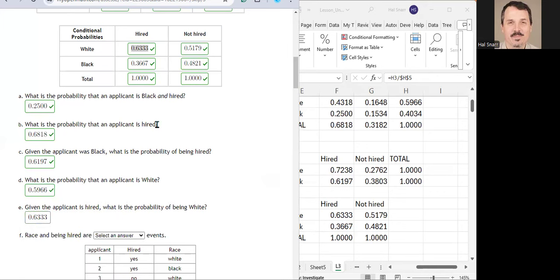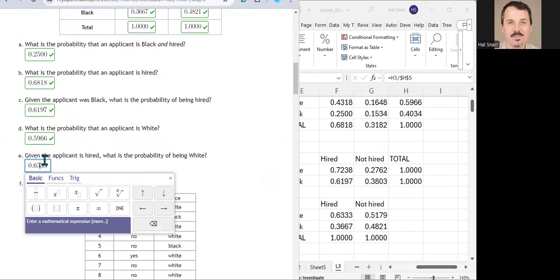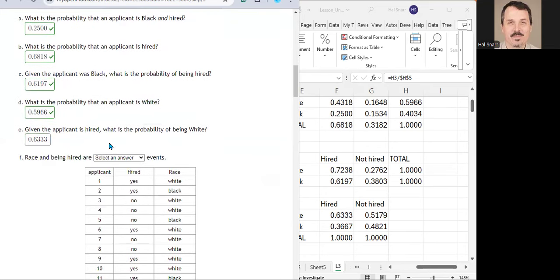Here we have the probability that an applicant is hired. This is the probability that the applicant was hired, but the applicant was black. They're both probabilities of being hired, but the one in C is given the applicant was black. If race and hired status were independent, these two numbers would be identical, and these two numbers would be identical. These two are pretty close, and these two are pretty close, but they're not equal. So we have to say what? There's a difference, and so we have to say that race and being hired are dependent events.